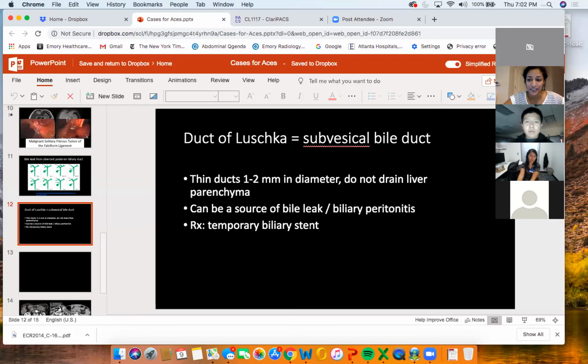But when that injury happens, this is one of the more severe complications, because instead of just a duct of Luschka that they cauterize off or clip off, they're actually cauterizing that duct that's draining the entire right posterior sector.